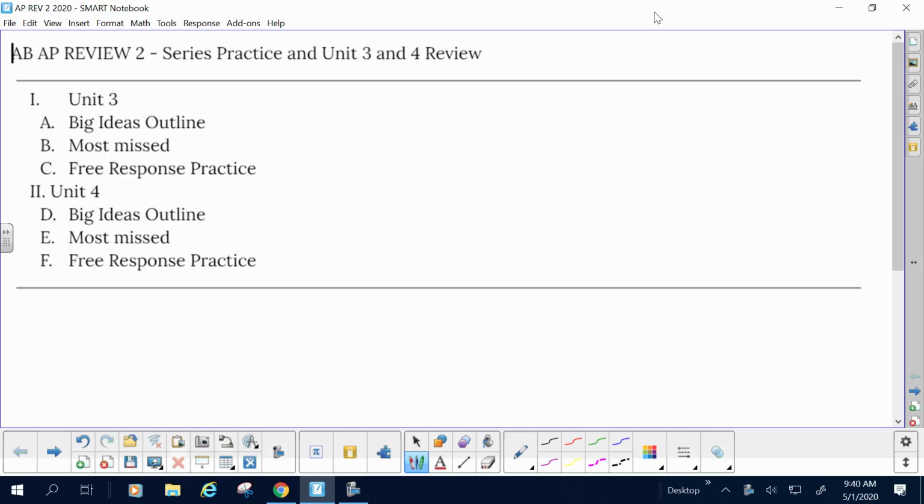All right, so here's the idea of the day. Today we're going to review units 3 and 4, which is heavy on derivatives. In each case, we're going to look at the big ideas, at least that the College Board feels are the big ideas. We'll look at some most missed or tough questions for a warm-up that are small, and then we'll do some free response practice.